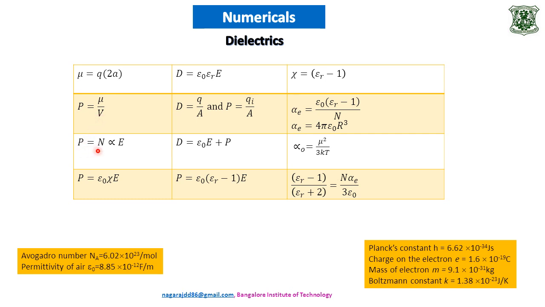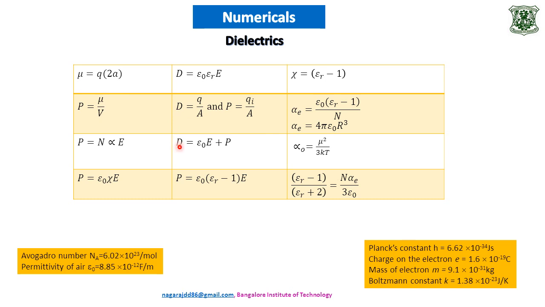Again polarization in terms of number of dipoles, applied electric field and polarizability. Again polarization in terms of what is called susceptibility, and the relation between displacement vector and electric field. And again displacement vector in terms of charge, polarization in terms of charge. Here we have two Q's. This is the charge deposited on the plates. This is the charge induced on the dielectric slab. Anyway, we have discussed all these things in detail in the theory part.